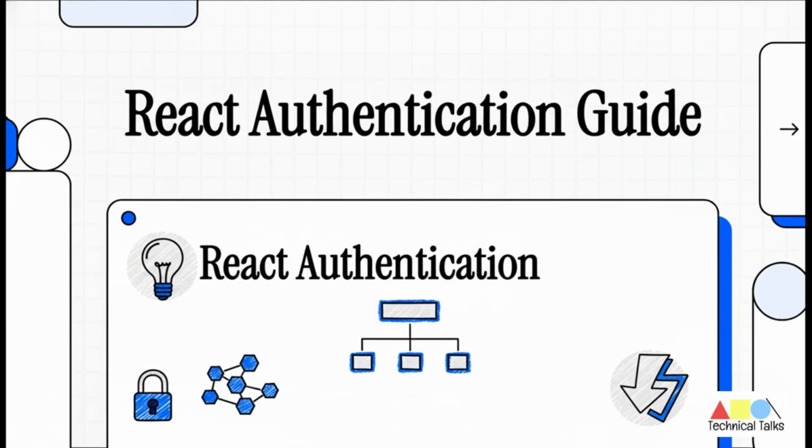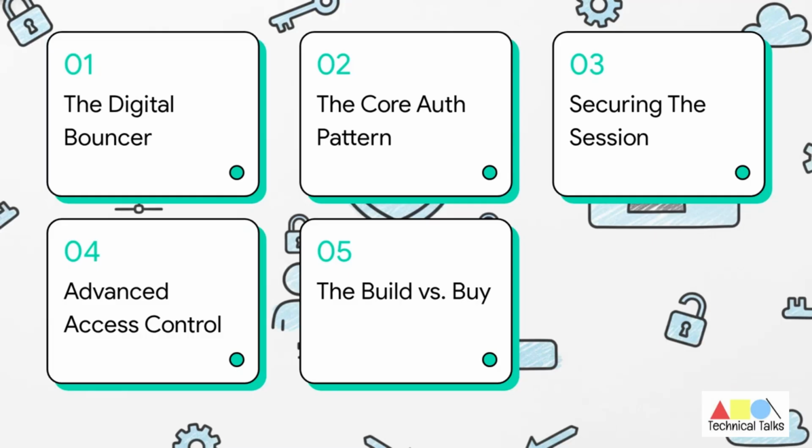Today we are going to get into one of the most critical pieces of pretty much any modern web app. So, what are we getting into? Well, we're diving deep into React authentication. We're going to kick things off with a simple idea, the digital bouncer. Then we'll look at the core patterns you need to actually build it. After that, we'll talk about the really important stuff, like securing a user's session, adding some more advanced access controls, and we'll finish up by tackling that age-old question: should you build this yourself or buy a solution?